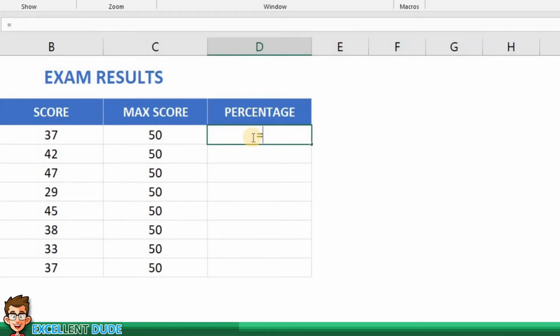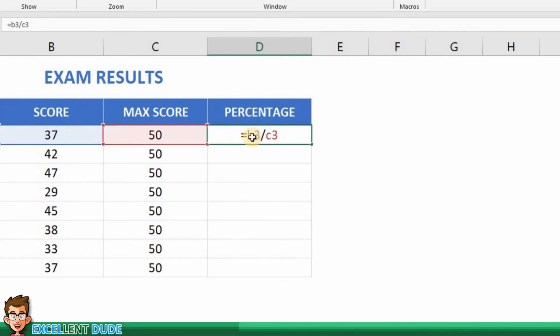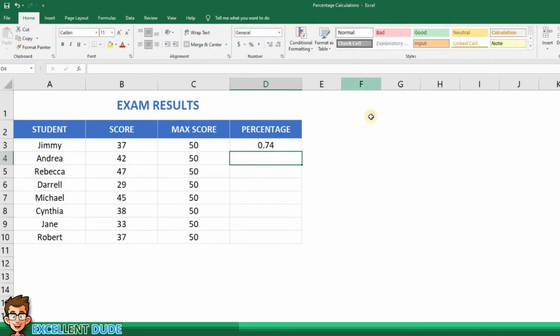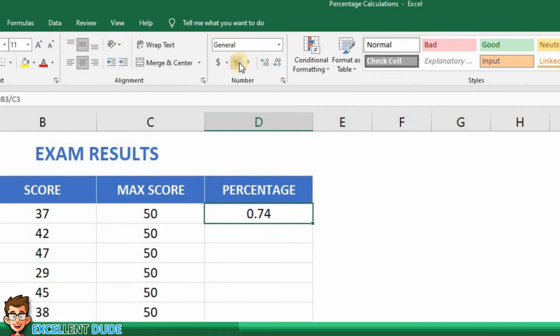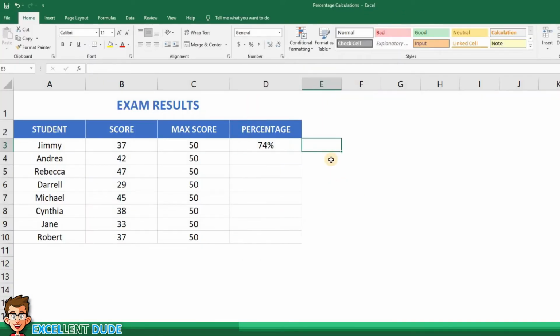Equals B3 divided by C3, and then I'll press enter. The result is 0.74. And you may be saying, dude, that doesn't look like a percentage, and you'd be right. I'll next highlight cell D3 and click on the percentage button in the ribbon above. Now it correctly displays the percentage as 74%.